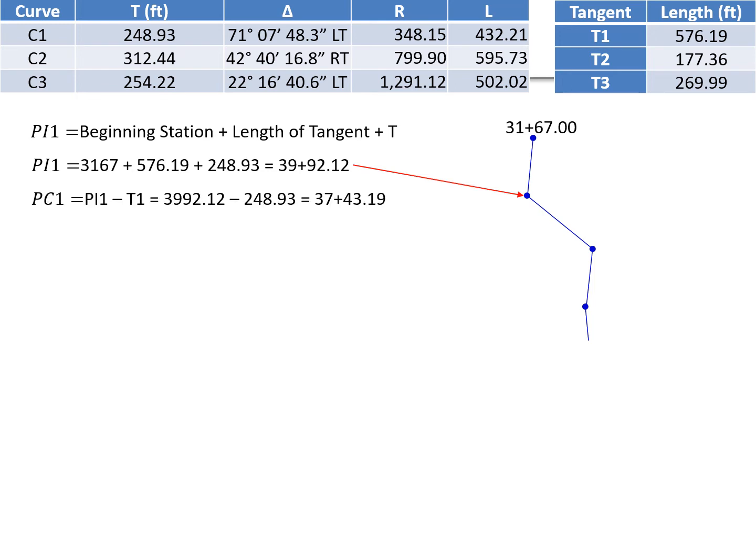Next, we can determine our PC1. So this is going to be our PI1 minus T1. So 3992.12 minus 248.93 equals a PC station of 37 plus 43.19. And at this point, for stationing, we're going to run along the curve. So we're no longer going through our PI along our tangents. So we need that little circular curve portion in there to find our PT. This is PC 1 plus length 1, so 3743.19 plus 432.21 equals a PT station of 41 plus 75.4.